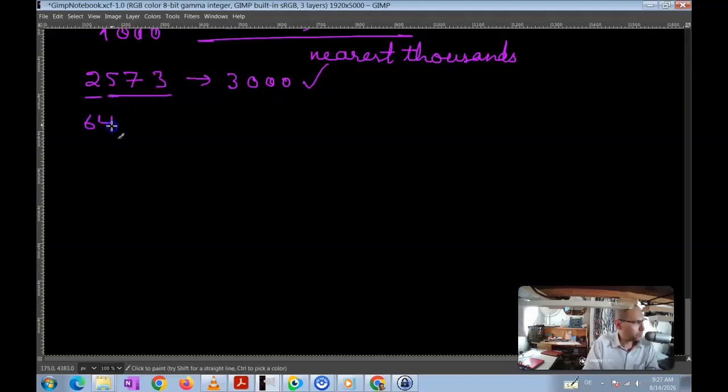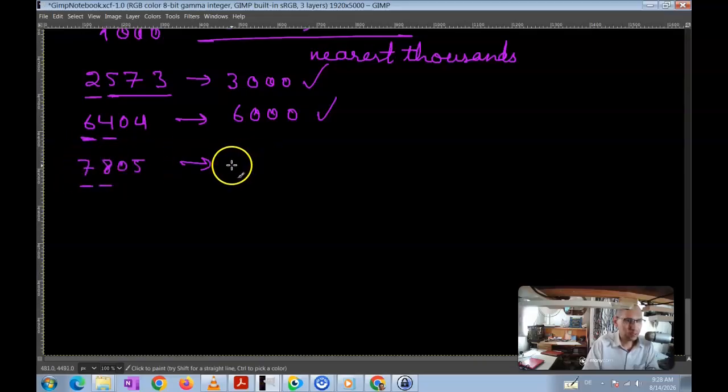Or 6404, then rounded to the nearest thousands would be rounded to this place value. Take a look at the next place value, that would be a 4, which means that you round down, so the 6 remains a 6, and then the rest of the digits are 0. So that's a 6,000. 7,805 rounded to the nearest thousand. Take a look at the next place value is an 8, so round up, meaning the 7 becomes an 8, and then all of these digits are written as 0. So that's an 8,000, which in the book is written as a 7,000, which is of course wrong, and it has to be an 8,000.